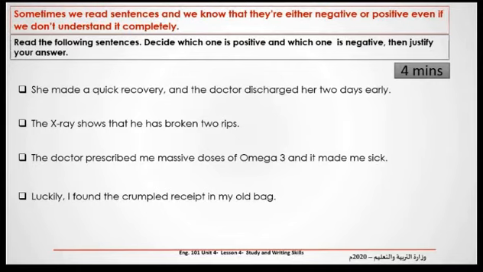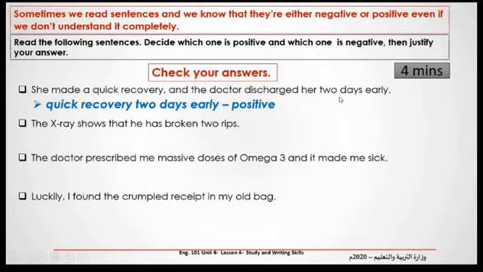Okay, now let's look at the possible answers for these sentences. First sentence, she made a quick recovery and the doctor discharged her 2 days early. We can say that this is a positive sentence because of quick recovery, 2 days early.